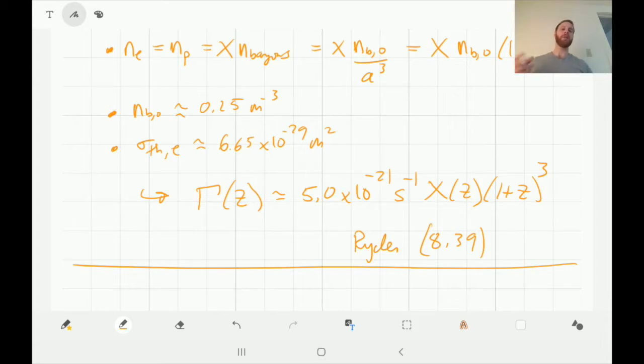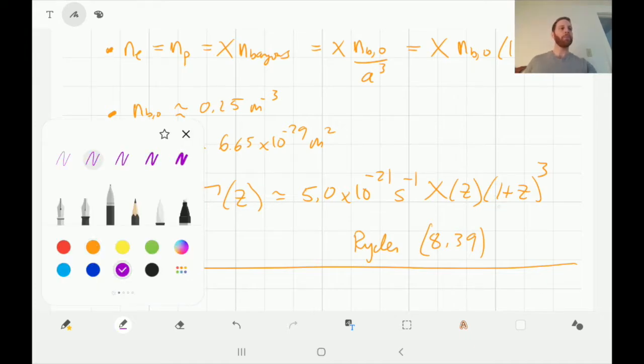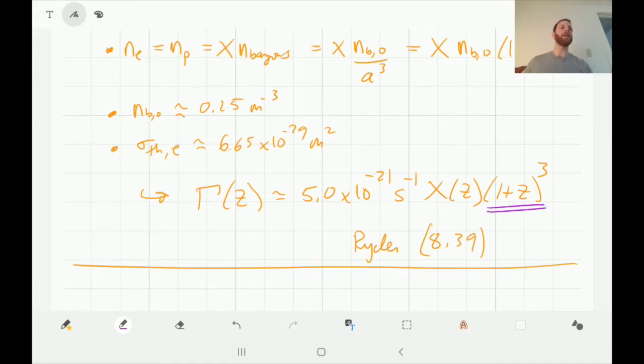It depends on the parameters that control how many charged particles there are out there. It depends on the Thomson cross-section and the speed of light, and also on the fractional ionization. And naturally, it has this scaling like 1 plus z to the power of 3, and that shows up because the number density of charged particles scales inversely as the cube of the scale factor, and so that scales like the cube of 1 plus z.